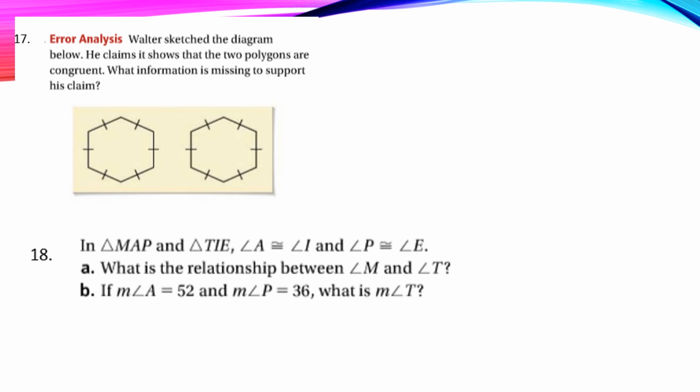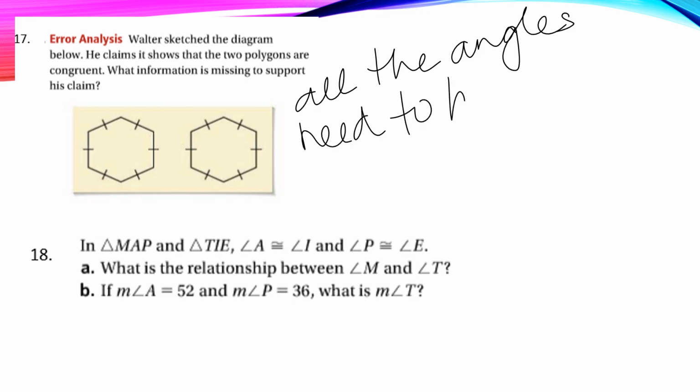Going on to 17, Walter sketched the diagram below. He claims it shows that the two polygons are congruent. What information is missing to support his claim? In order for any figure to be congruent, you have to have matching sides and angles. So all the angles need to be congruent too. This is just saying that the sides are the same. That does not mean that the angles are the same.